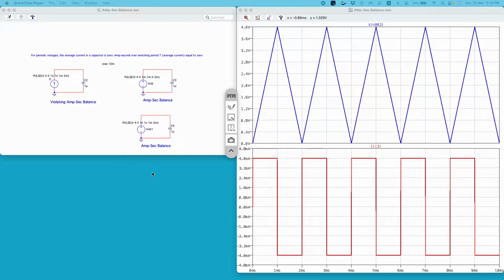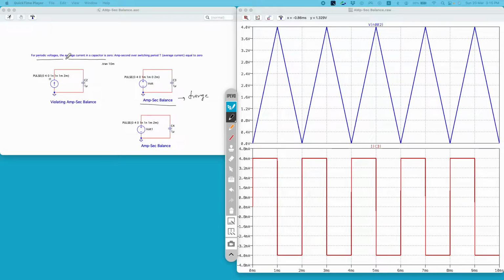Hello everyone, my name is Kumar Aditya, and in this video I will try to explain the principle of amp-second balance in a capacitor. This amp-second balance is also called charge balance, and it simply says that if you apply a periodic voltage across a capacitor, then the average current flowing through the capacitor will be 0. That is, the DC component of the capacitor current will be 0.